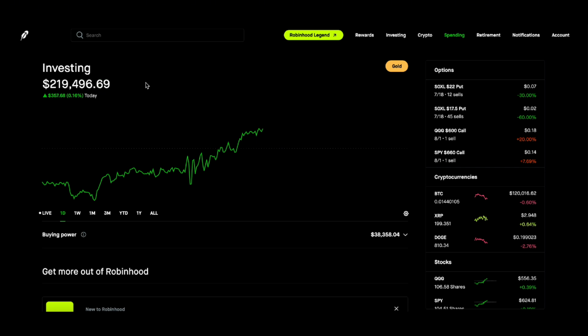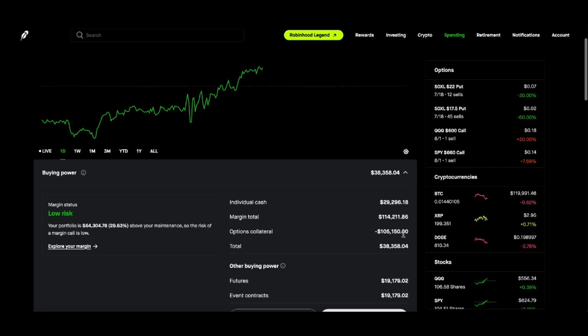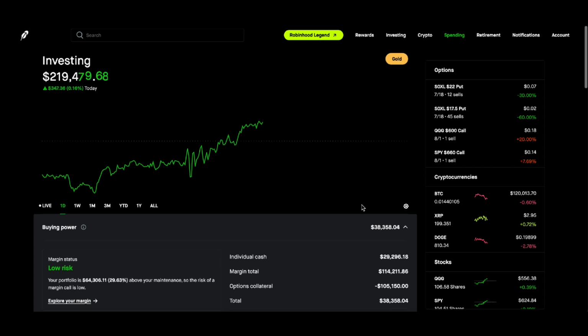If you look at this Robinhood public portfolio that I've been sharing with you all on this platform, it has close to 220,000 US dollars. In this account, I'm using margin. Margin is basically the money that you borrow, or get as a loan, from the company that you are using as a brokerage. In this case, it is Robinhood.